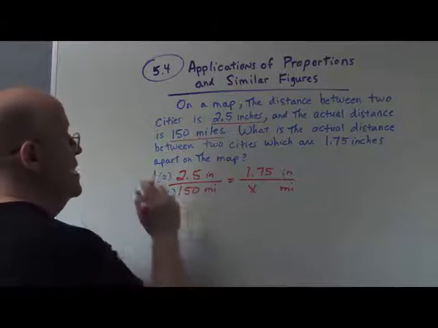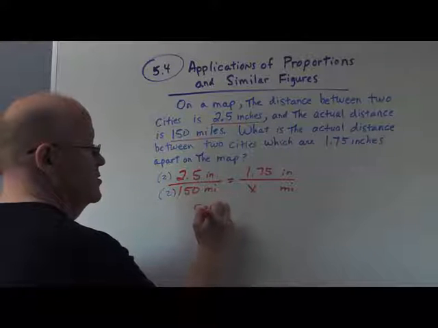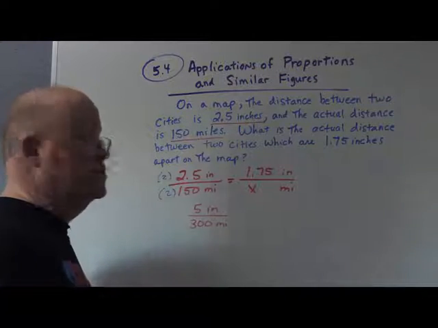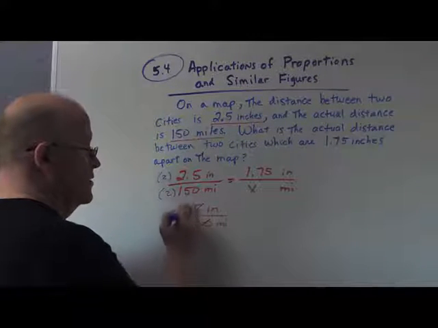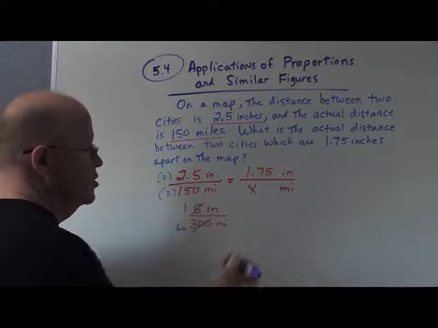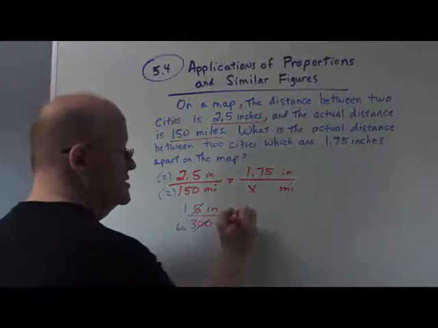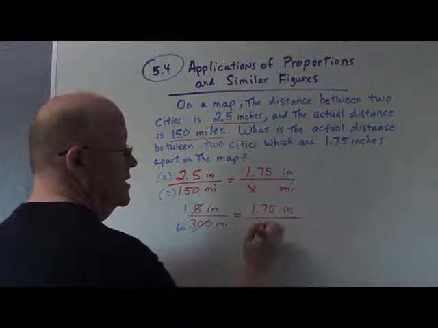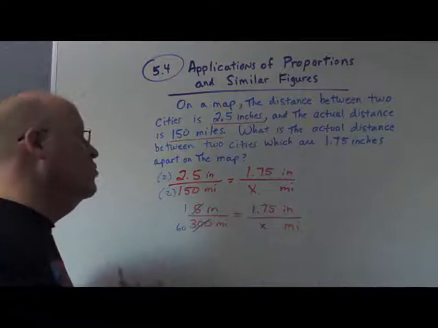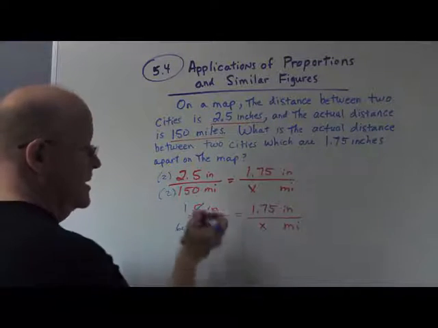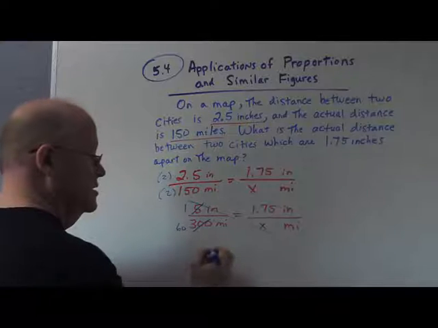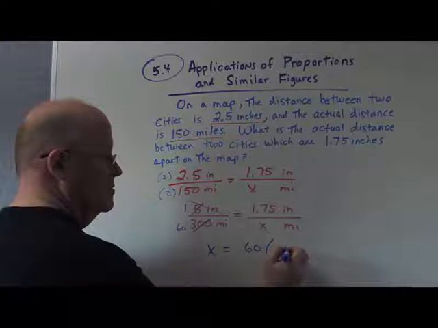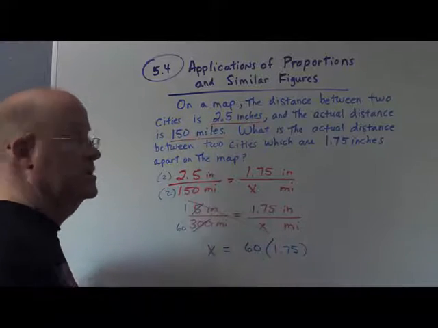If I do that, I now have 5 inches in my numerator divided by 300 miles, and that can actually be reduced to 1 over 60. So 1 inch corresponds with 60 miles, is now equal to the 1.75 inches over x miles. And now we can do some cross multiplication. It's kind of nice that we have 1x on one diagonal. And then all we need to do is find out what 60 times 1.75 is going to equal.